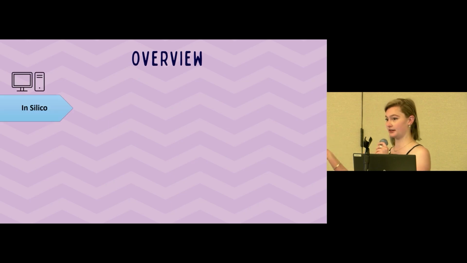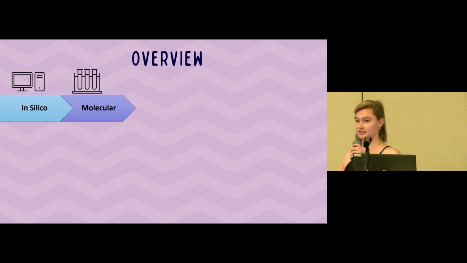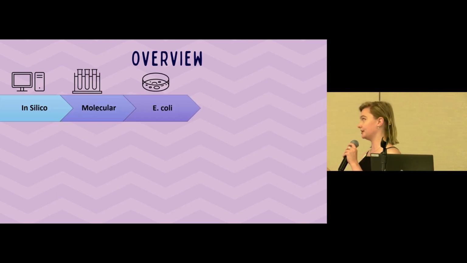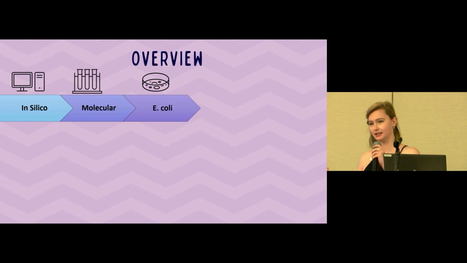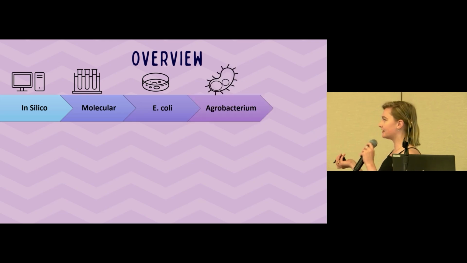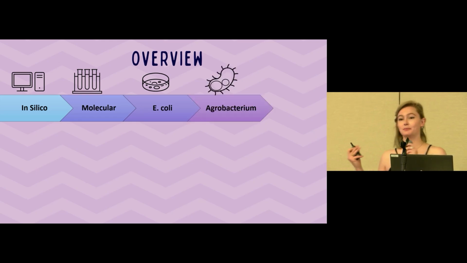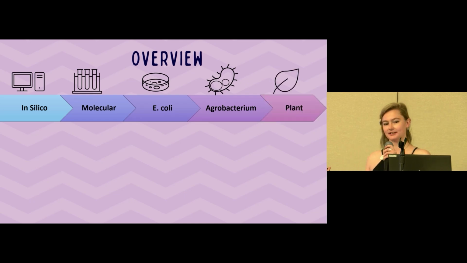I'm a little bit different than the other presenters in that I'm going to give you a broad overview of how you go from pen to paper, how you go from your computer to your plant. And for that, there's 5 modules. In silico, in other words, on your computer. Molecular, in other words, at your lab bench. E. coli, which is still at your lab bench, but also mostly in a plate. Agrobacterium, which you've heard plenty about today. And lastly, going into your plant.